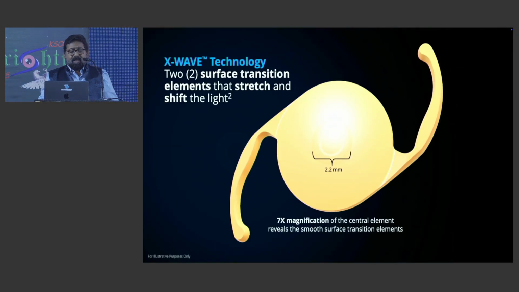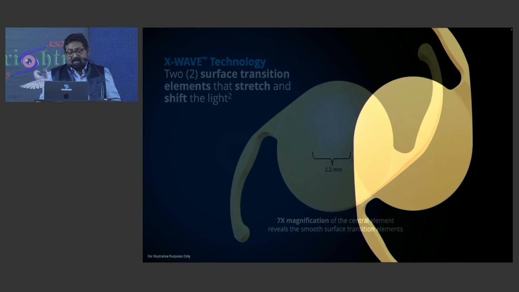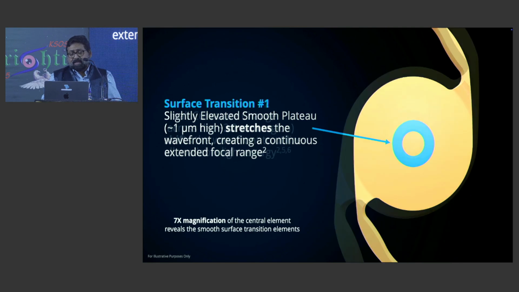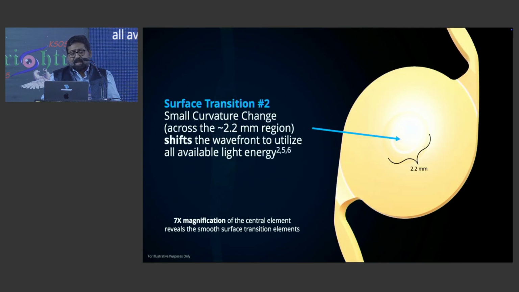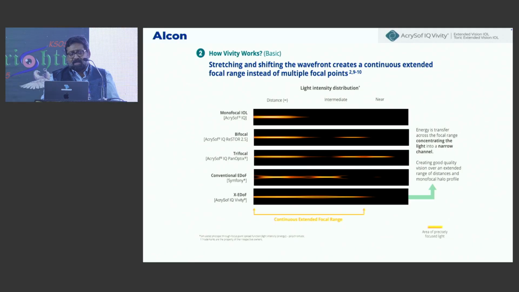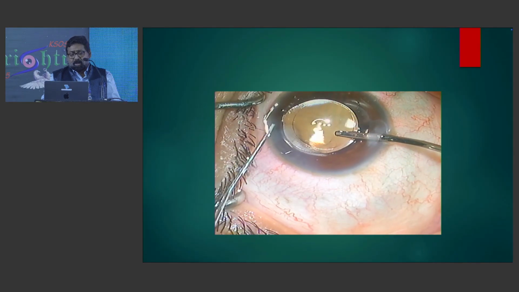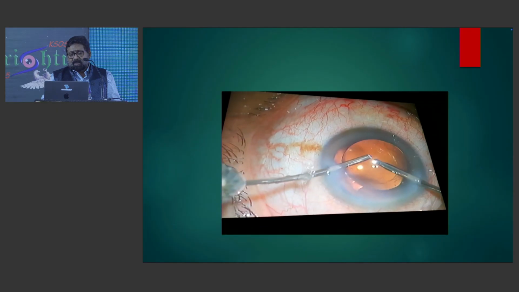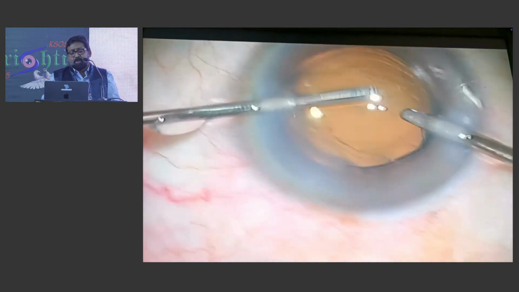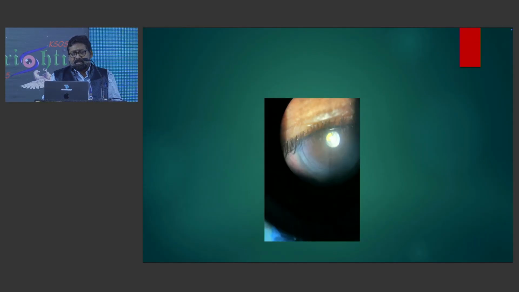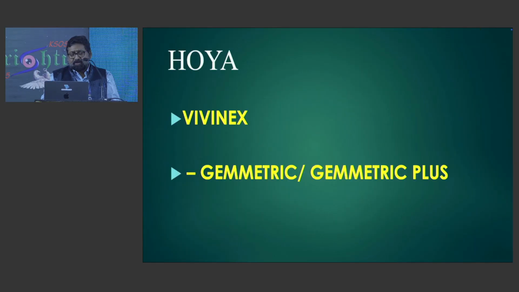And the well-known, one of my favorites is the Vivity, which has got two surfaces. The central area, the elevated platform around it is the one which stretches the light, and the central portion shifts the light, and this gives you a continuous range of vision. And this is how it looks like. And the halo profile is almost similar to a monofocal, just showing the lens being centered. And this is just to show that it can be implanted in a rhexis runout also very comfortably, owing especially to the tackiness of the lens. And this is how the lens looks like in the post-operative period.